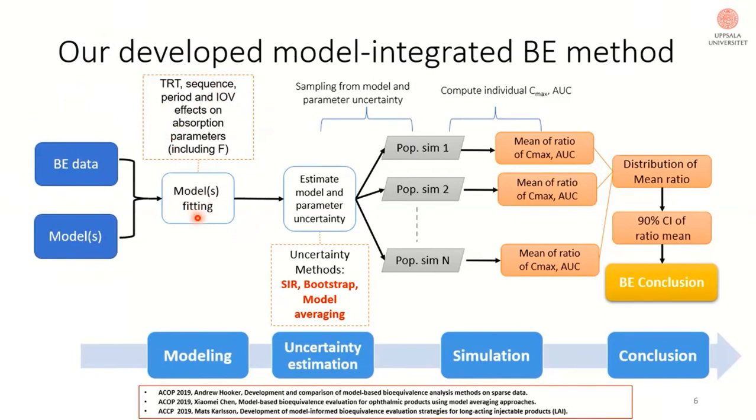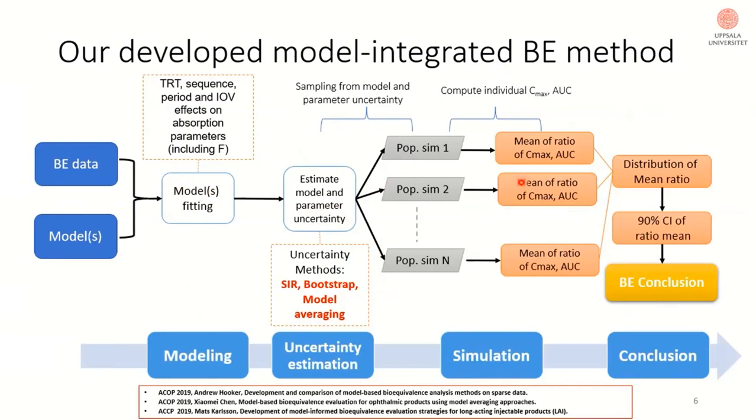And then once the model has been fit to the data, we use that model to tell us something about bioequivalence. In the most basic setting, you could think about having a model that tells you a clearance value, and then you could take dose divided by clearance, which would give you an AUC.